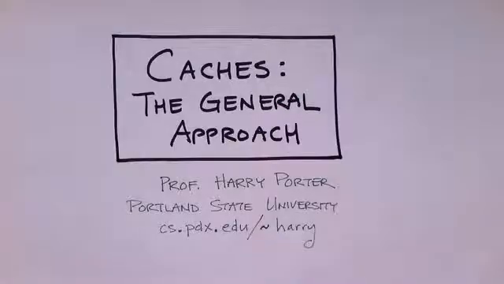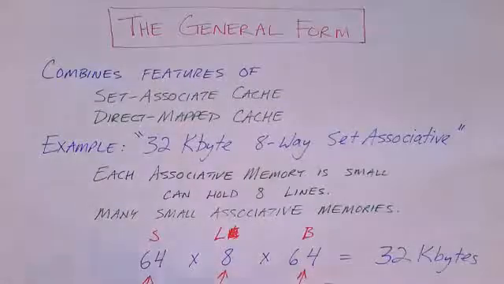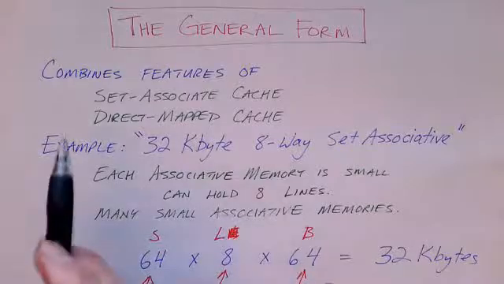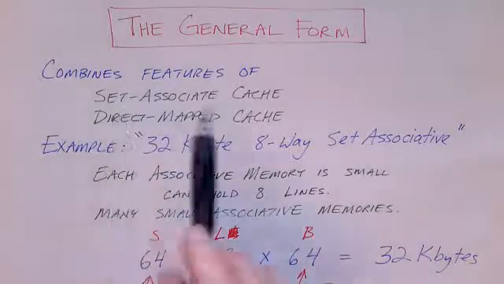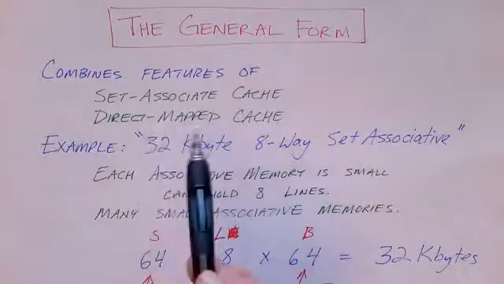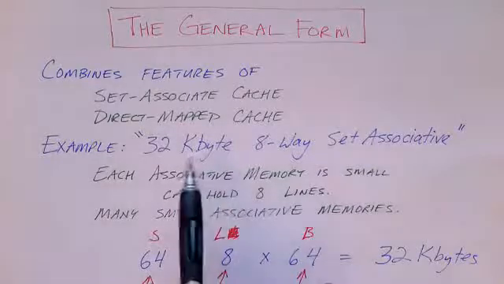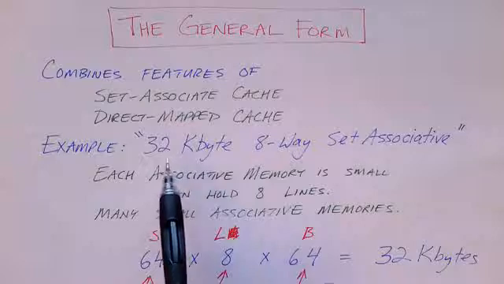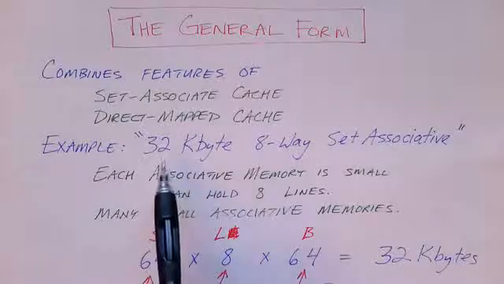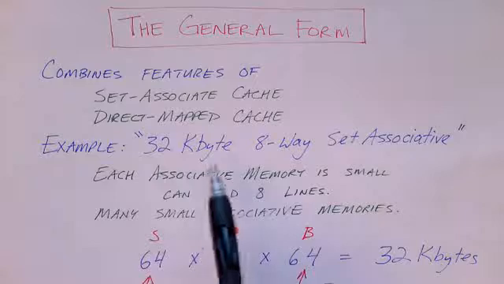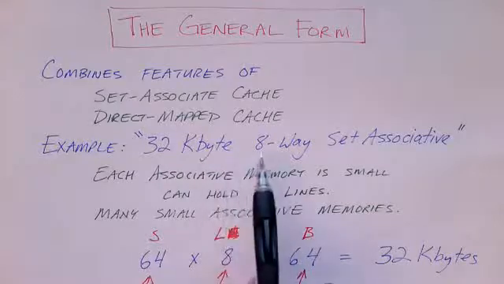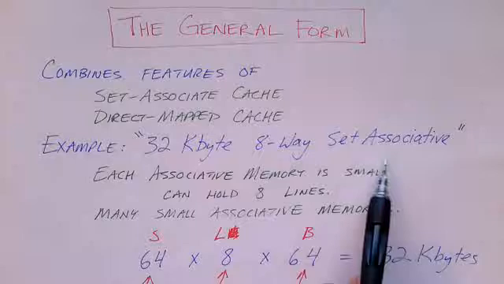Now we're ready to look at the general approach to cache design. We're going to combine the best features of the associative caches with the best features of a direct map cache. So in the general approach, we combine the best features of the set associative caches with the best features of the direct map caches. And to illustrate this design, we're going to look at a specific example, and it will be a 32 kilobyte cache that's 8-way set associative.